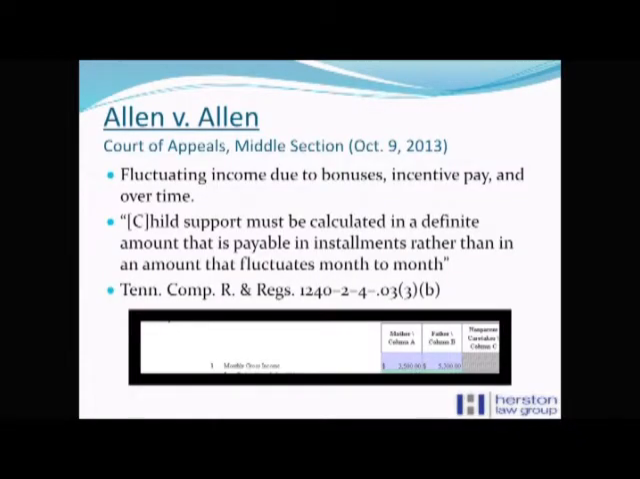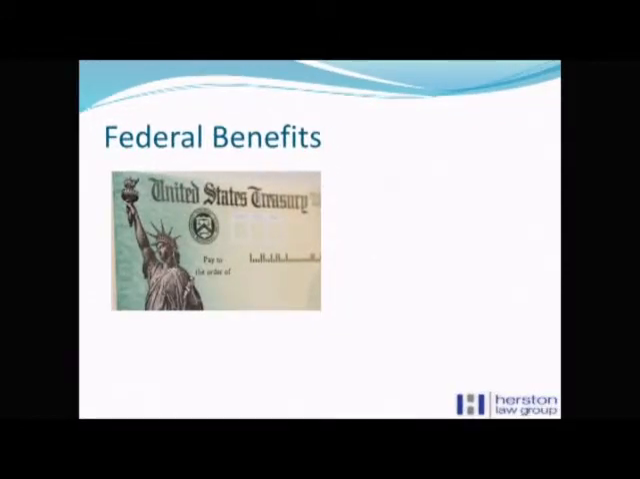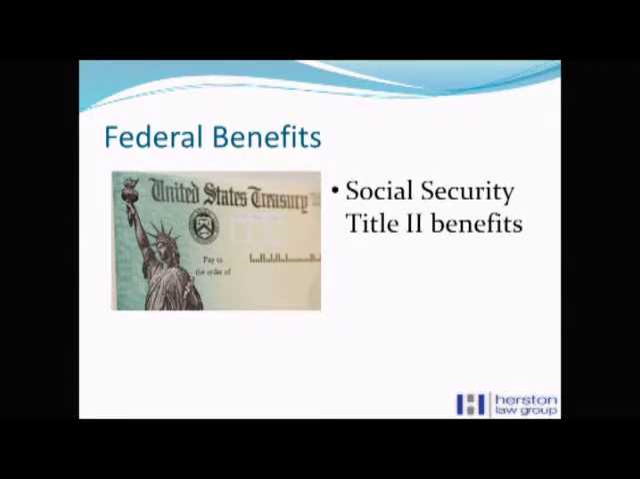So let's recap. Thus far, we've looked at variable sources of income, and we've looked at fluctuating income and speculative income. Let's move into something a little more concrete. Let's move into benefits and retirement. Here we're going to look at two specific kinds of federal benefits. We're going to look at Social Security Title II retirement benefits, those that you get from disability or old age. And we're going to look at veterans benefits, and they operate very similarly.